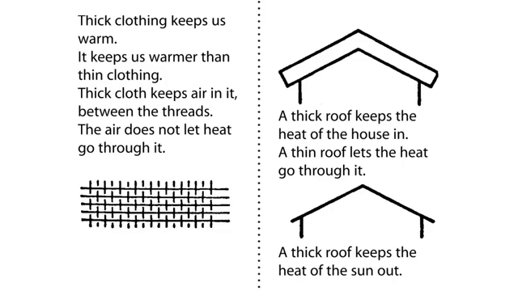Thick cloth keeps air in it, between the threads. The air does not let heat go through it. A thick roof keeps the heat of the house in. A thin roof lets the heat go through it. A thick roof keeps the heat of the sun out.